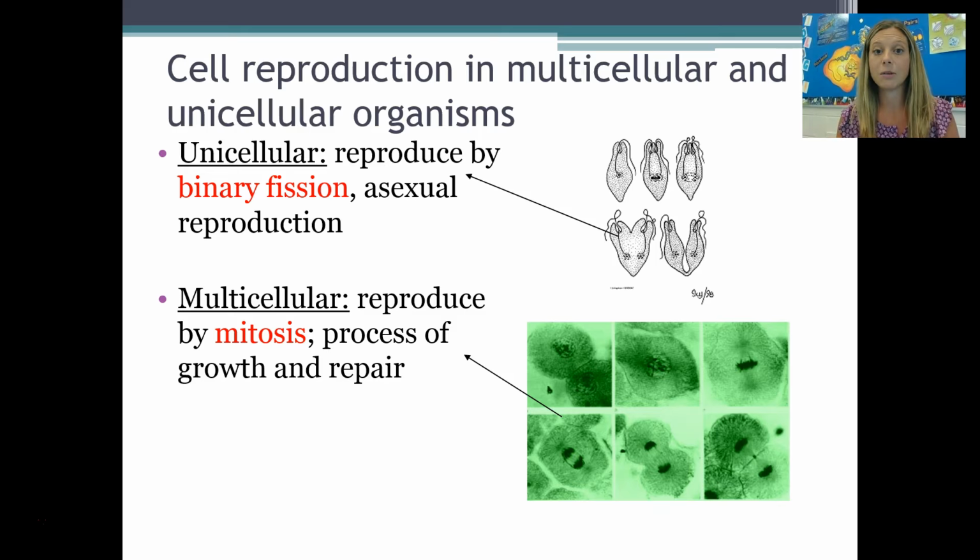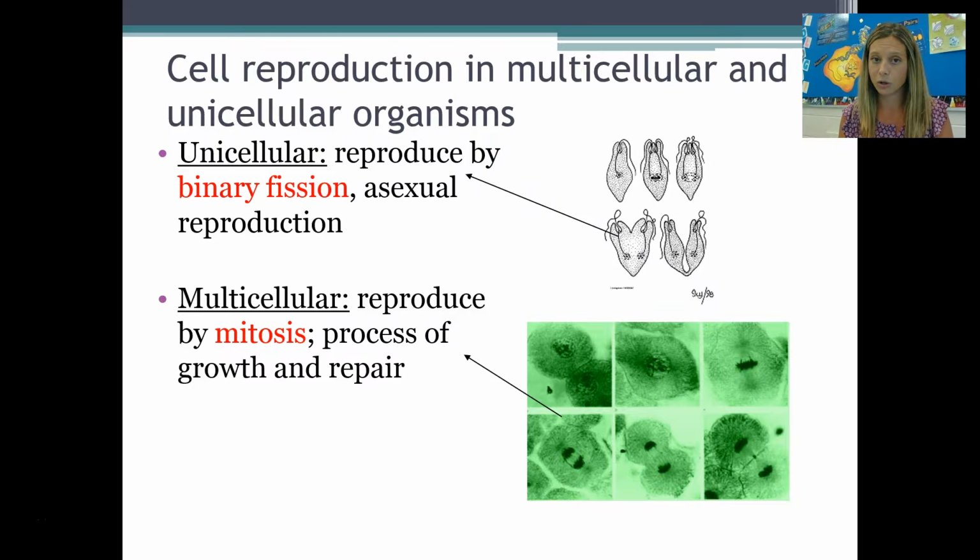Okay, so first of all, let's talk about the difference between unicellular and multicellular cell reproduction. In a unicellular organism, it's really simple. You just duplicate the DNA and then split the cell in half, essentially splitting the organism in half, and you're done. And that's a process called binary fission. It's an asexual reproduction process.